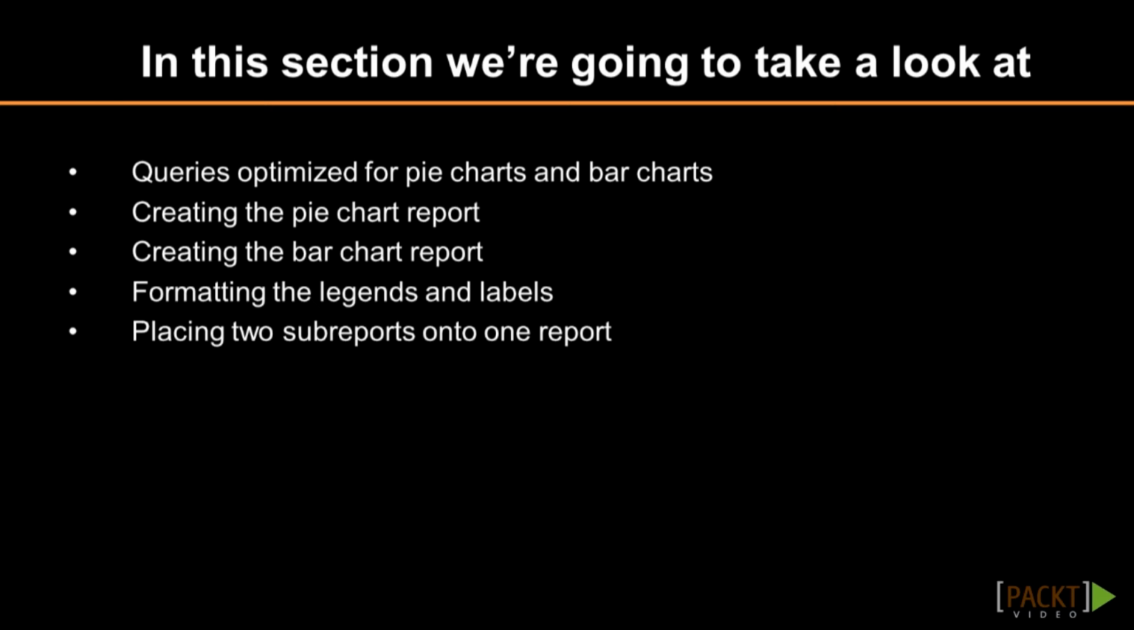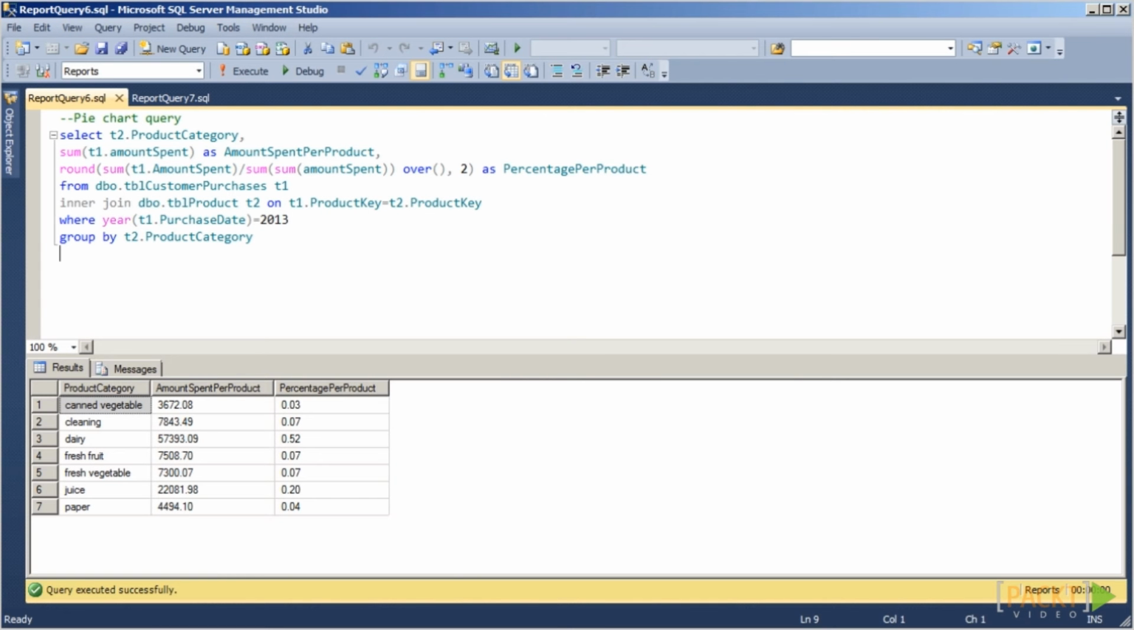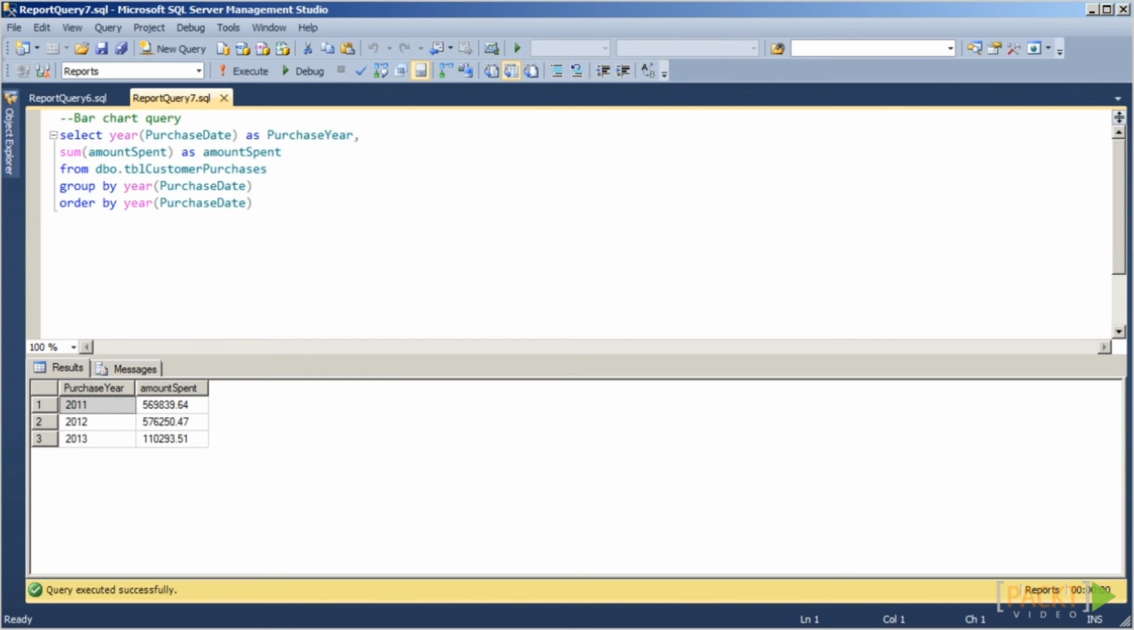Upon completing this video, you will know how to write queries optimized for pie and bar charts, and we will have started making, but not finishing, reports containing these report objects. Pie chart queries need to return labels, counts, and percentages. The percentages in the pie chart queries need to add up to 100%. Bar chart queries need to return a label and a numeric value.